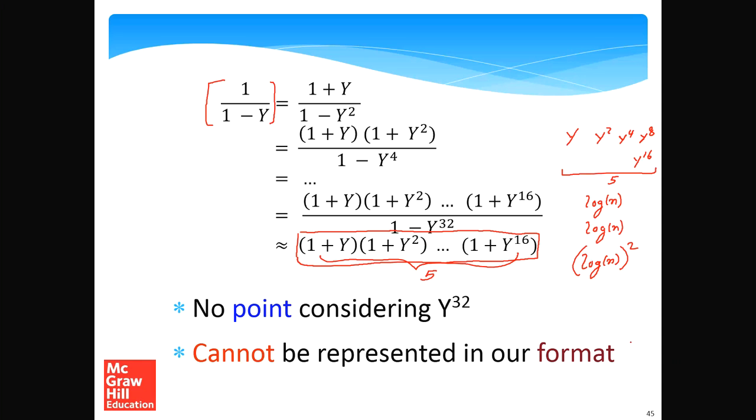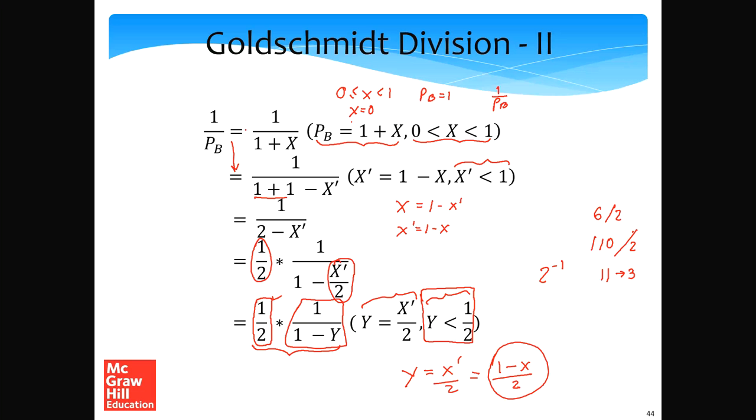So we compute the product of these 5 terms, and this is our result. Once we have 1 by 1 minus y, we need to multiply it with half, which is the same as right shifting it by 1 position. So this will give us the reciprocal of the significand.